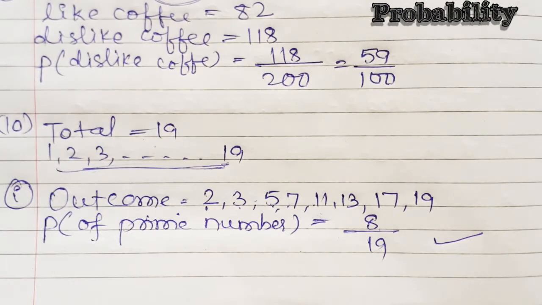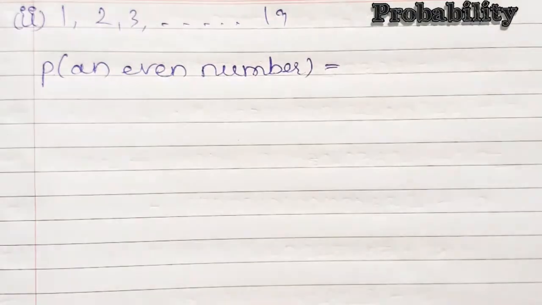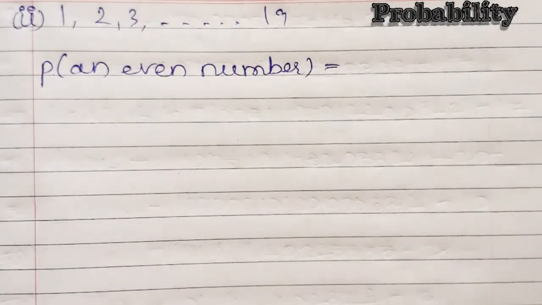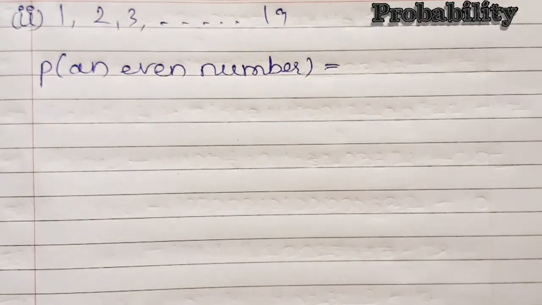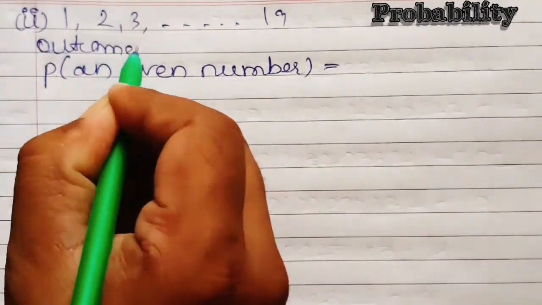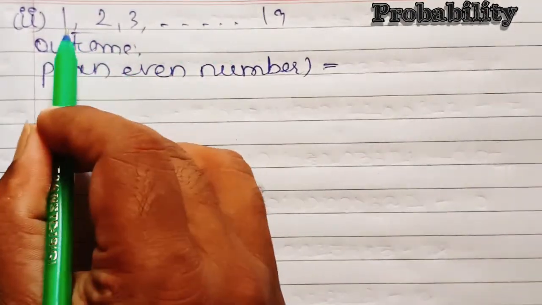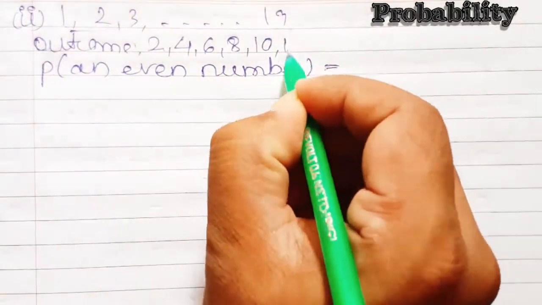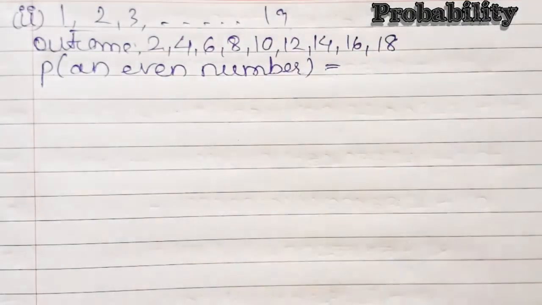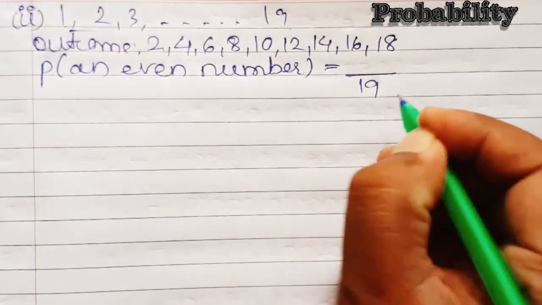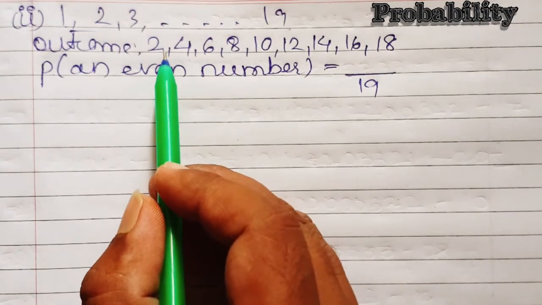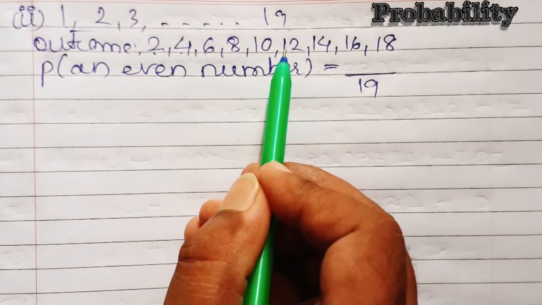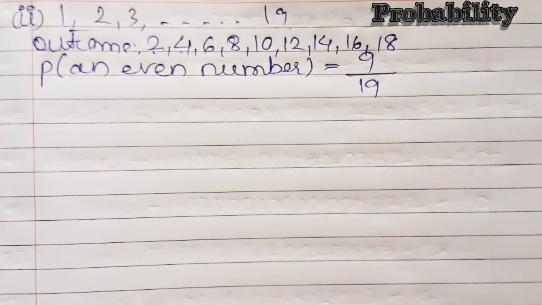Now I'll be moving towards the second part of this question, that is, we have to find the probability of an even number. So if we want to find the probability of an even number, we have to identify what are the outcomes of even numbers. So in between this 1 to 19 how many even numbers are there? We'll write it here: 2 4 6 8 10 12 14 16 and 18. Okay, now we know that our total number is 19 according to the question, and now we'll count how many even numbers are there: 1 2 3 4 5 6 7 8 and 9. So 9 even numbers are there. So this will be the final answer. Fine. So this way we can find the probability of an even number.